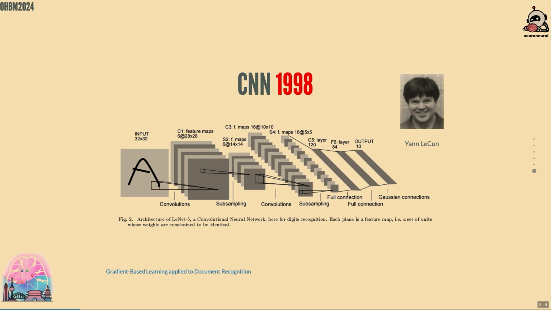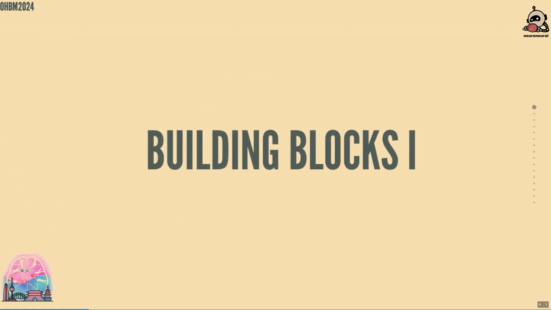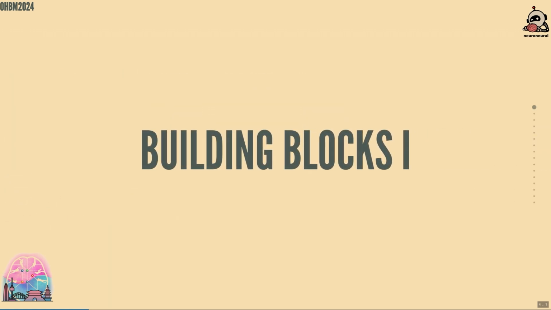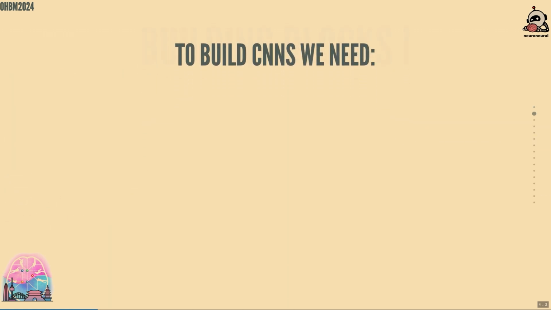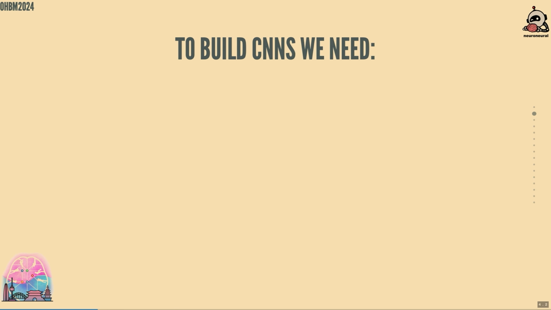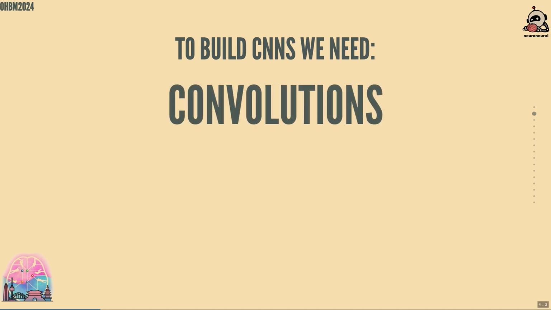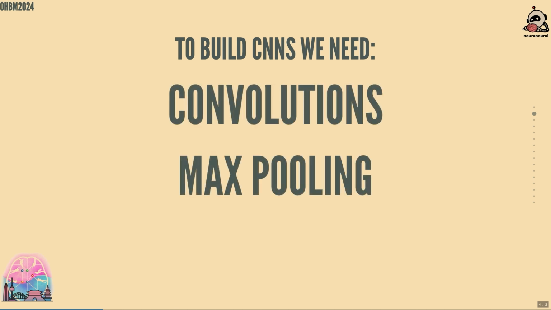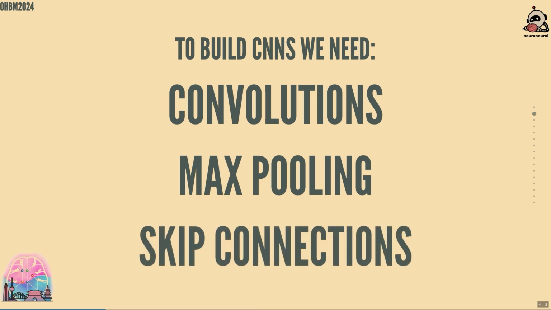Lots of models. I forgot their names because I'm not about architecture. I'm about the bricks. So I will tell you about the bricks. Okay, building blocks, the bricks. How do we get there? How do we build the network? So to build convolutional neural networks, we need convolutions. We need max pooling that didn't exist before, and we need skip connections.